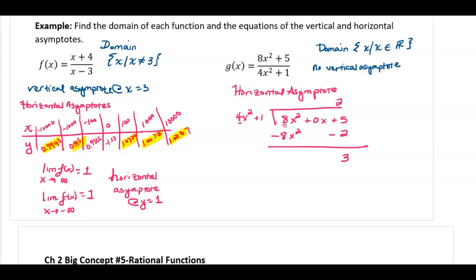So our answer for our long division becomes 2 plus 3 over 4x squared plus 1. Now we know that this right here is the remainder, which makes this right here our horizontal asymptote.